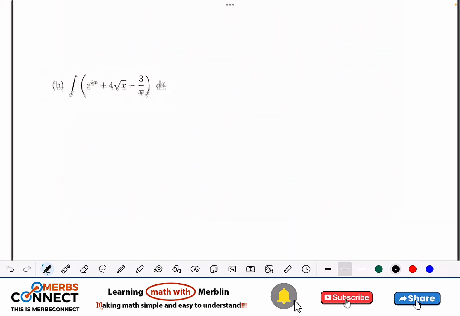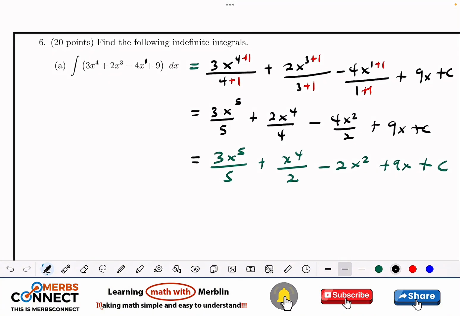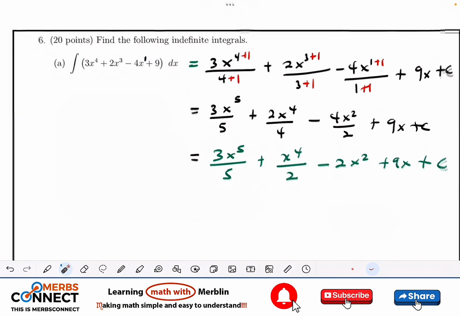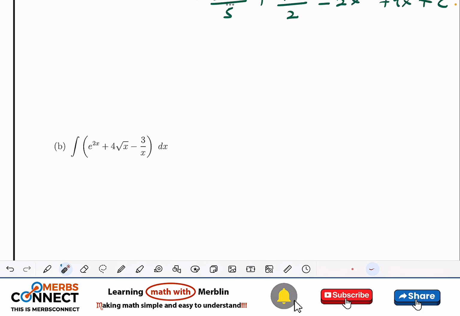And let's look at this. When I started the previous one, I just started doing the integration because all of them were already simplified. It was in polynomial function form. But this one is not a polynomial function. We have a rational function. We have a radical function. So we need to simplify before we do the integration.